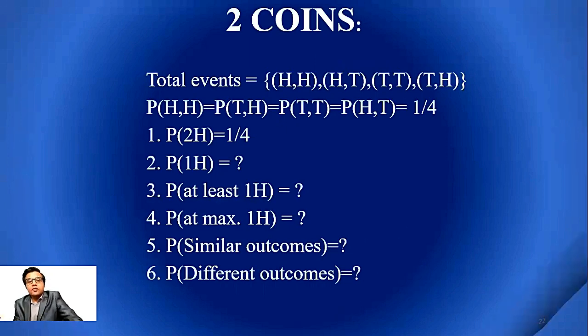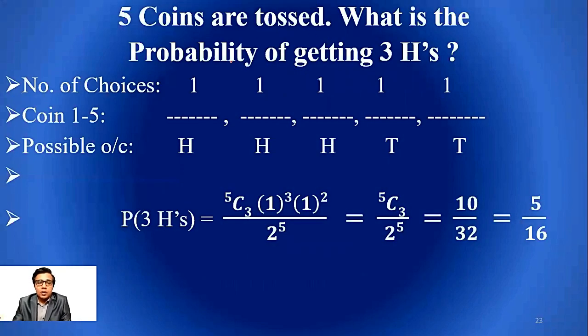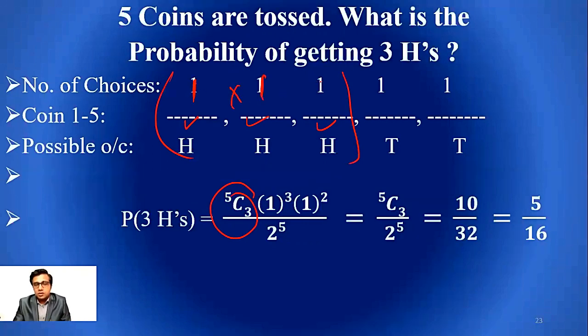What if the question is about 5 coins? 5 coins are tossed. What is the probability of getting 3 heads? Now, 3 heads is okay. But on which 3 coins? That's the problem. Any 3 coins, isn't it? So, because it is any 3 coins, first I need to select which 3 coins. So let me select randomly 1, 2, 3. These 3 coins. On these 3 coins, which are selected, only head is coming. So only one event, only one event, only one event.